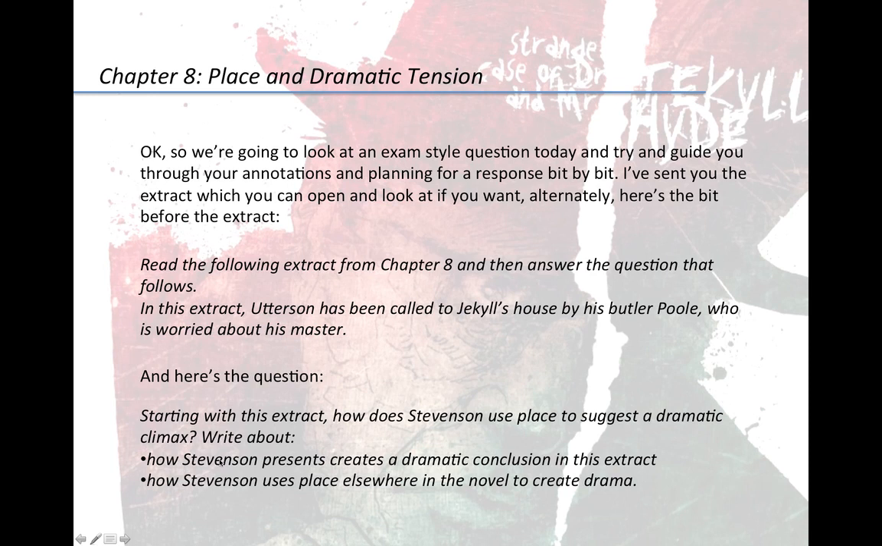Write about how Stevenson creates a dramatic conclusion in this extract, and how Stevenson uses place elsewhere in the novel to create drama. Okay, so that's quite a tricky question actually, because it's asking you to look at maybe 2 or 3 things at once. Just in the first instance, I'm going to give you 2 minutes, please, and if you can just hit pause. Have a look at this bit before and the question itself. What sort of things might you immediately underline or highlight and say, that's important, and why is it important? So just hit pause, give yourself 2 minutes, and then come back.